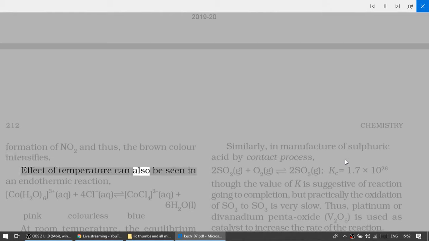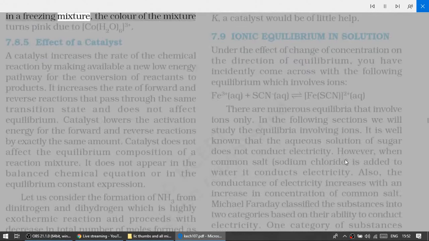Effect of temperature can also be seen in an endothermic reaction: [Co(H2O)6]3+(aq) + 4Cl-(aq) ⇌ [CoCl4]2-(aq) + 6H2O(l). The [Co(H2O)6]3+ is pink, and [CoCl4]2- is blue. The equilibrium mixture is blue at room temperature due to [CoCl4]2-. When cooled in a freezing mixture, the color of the mixture turns pink due to [Co(H2O)6]3+.